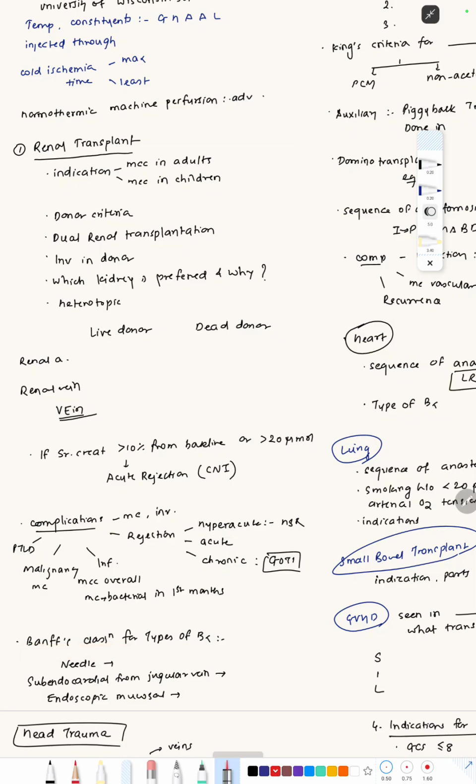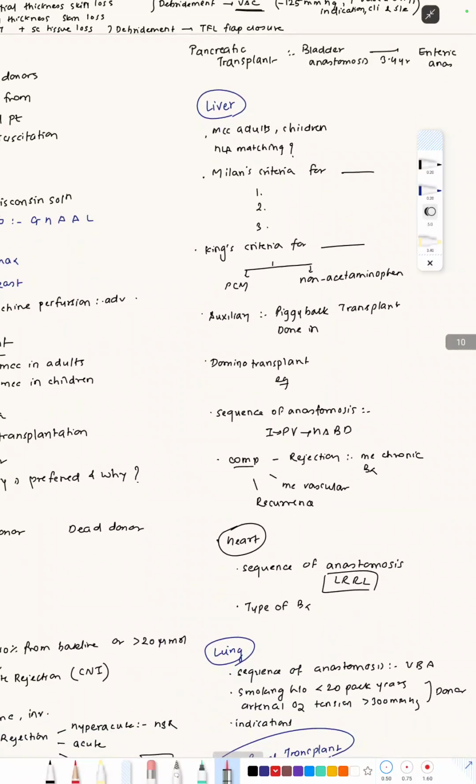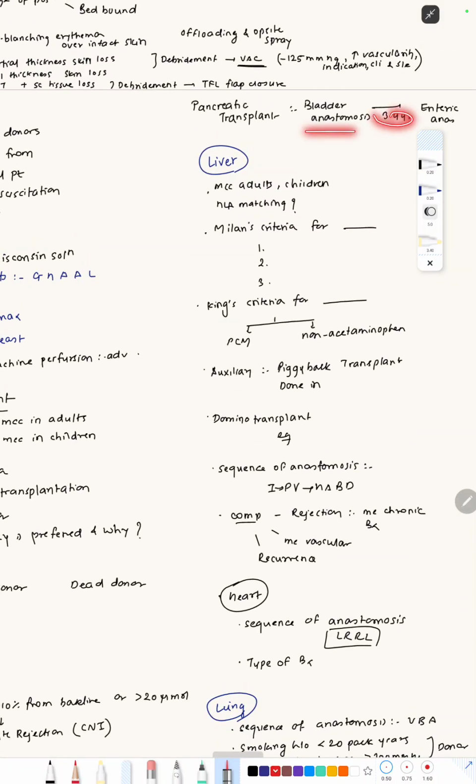Now there are different types of biopsies. First is the needle biopsy, that is generally done for solid organs like liver and kidney. Then subendocardial biopsy from the jugular vein is done for cardiac, and endoscopic mucosal biopsy is done for bowel. Now the pancreatic transplant, generally in diabetic nephropathy, both kidney as well as pancreatic transplant is done. Initially there is a bladder anastomosis. 3 to 4 years after, there is an enteric anastomosis.